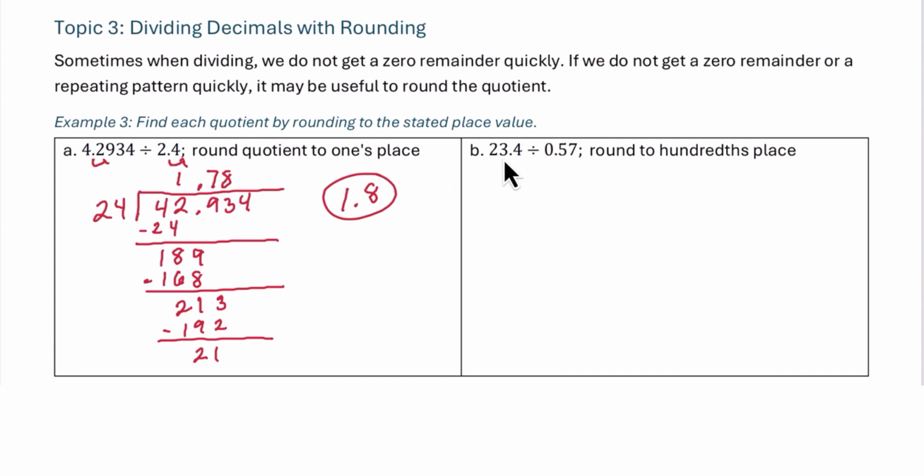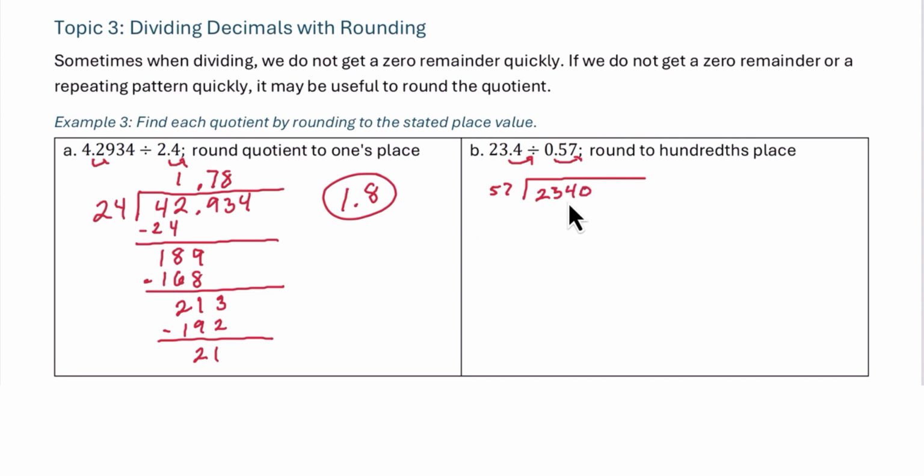In the next example, we are rounding to the hundredths place, so we'll need 2 decimals this time. Remember, the divisor needs to be an integer, so we have to move that decimal point twice in the dividend and the divisor. So on the outside, we'll have 57. On the inside of the house, we have 2, 3, 4. We'll need to add a 0.